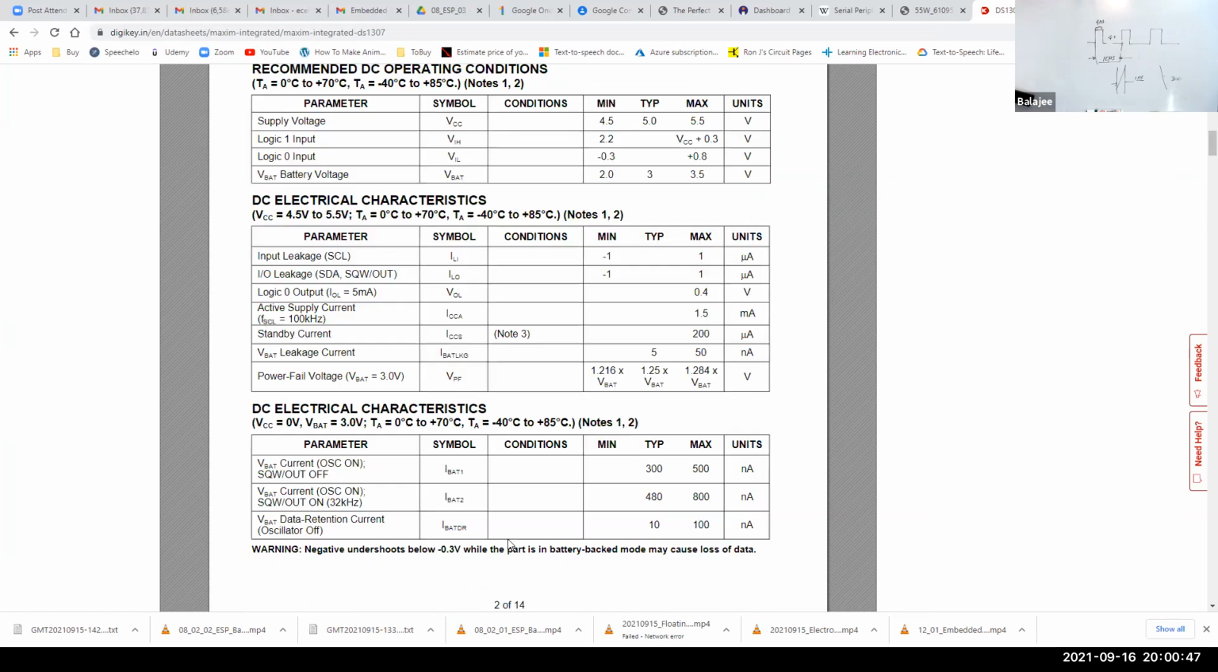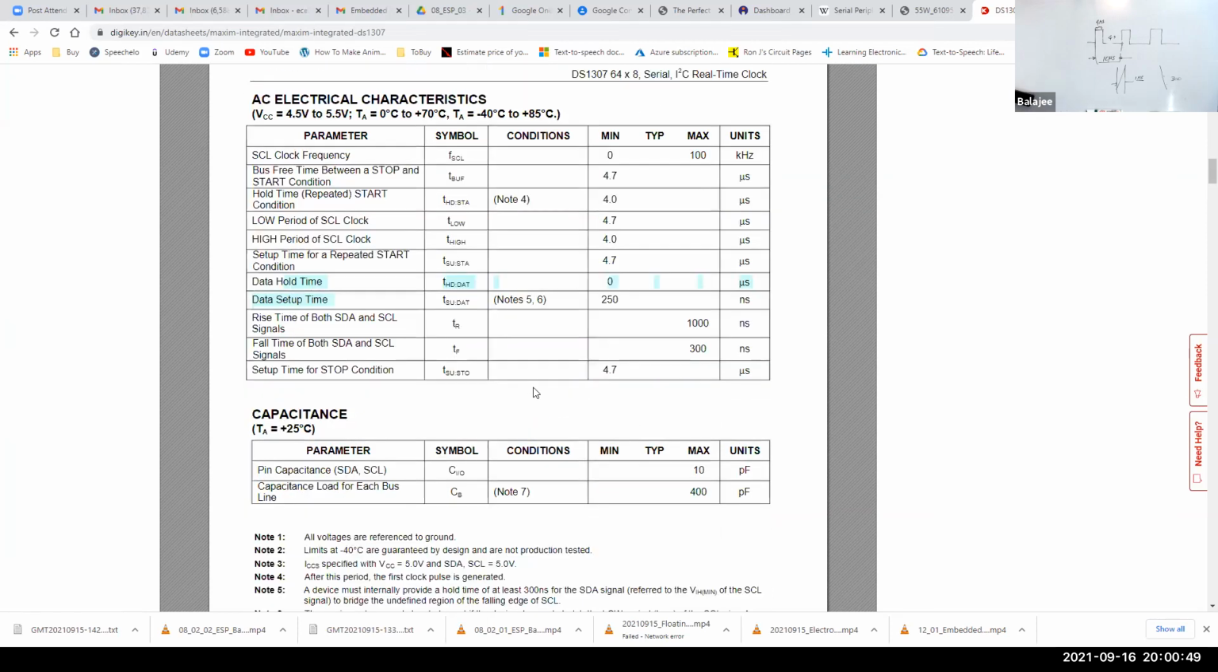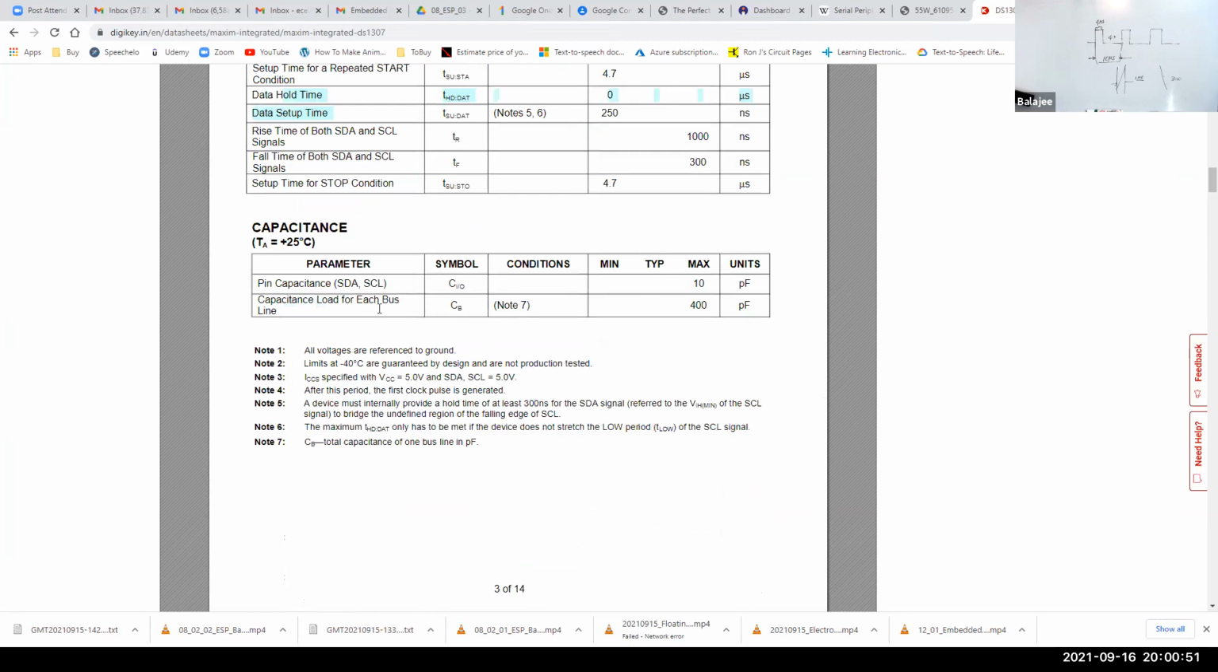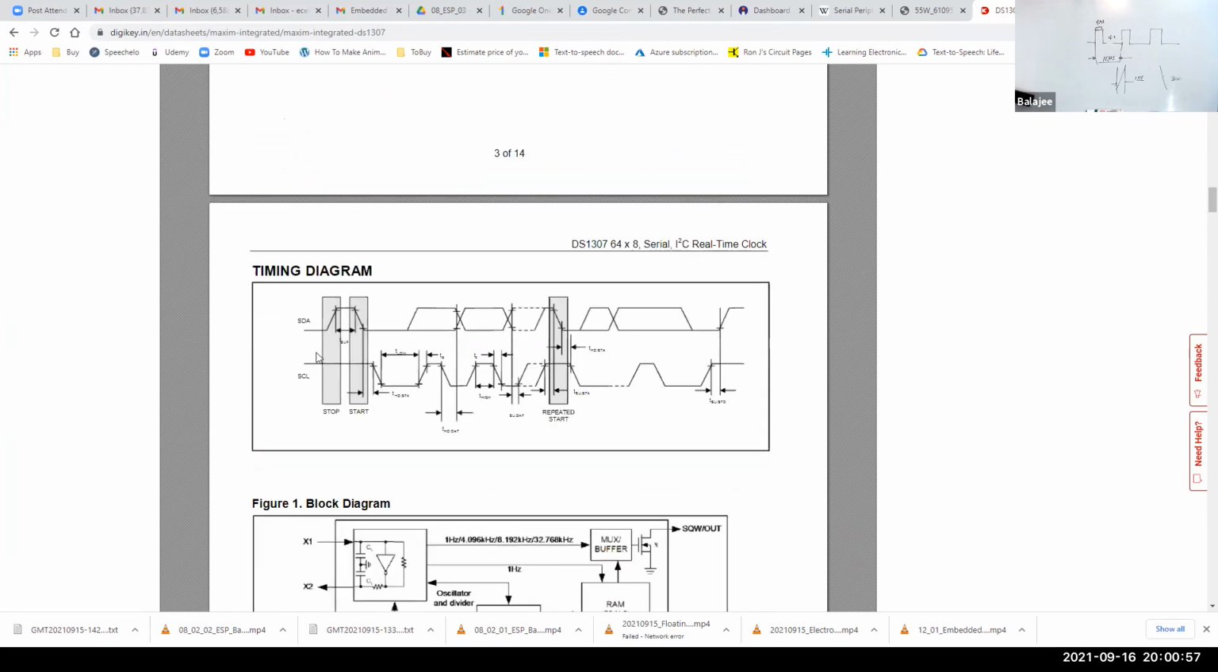Now we come here, and it also says how much capacitance the pin presents. That's very important. Then you see here what is start and what is stop. Understood? They have given it here. Then see here all the timings. Each and every timing is mentioned here.